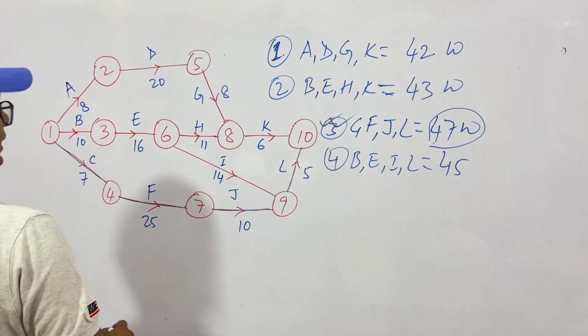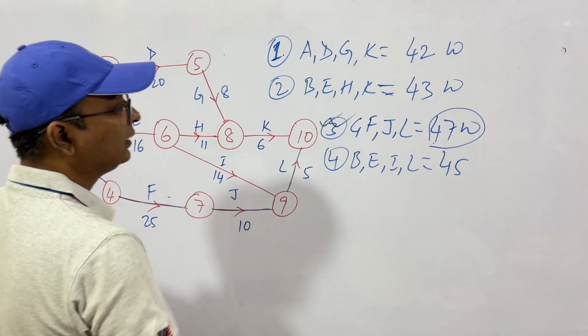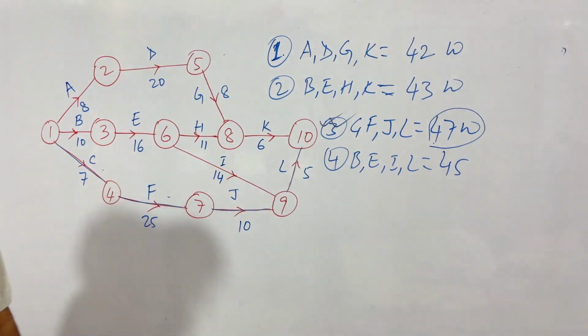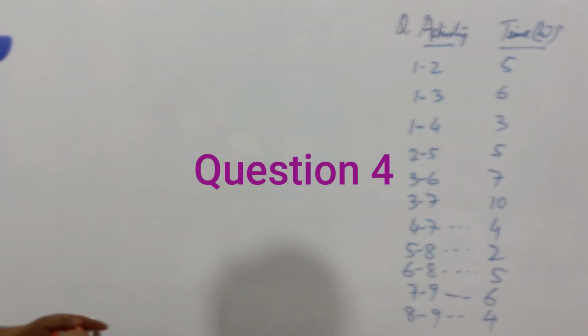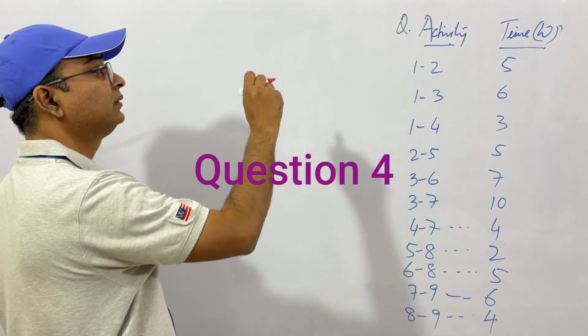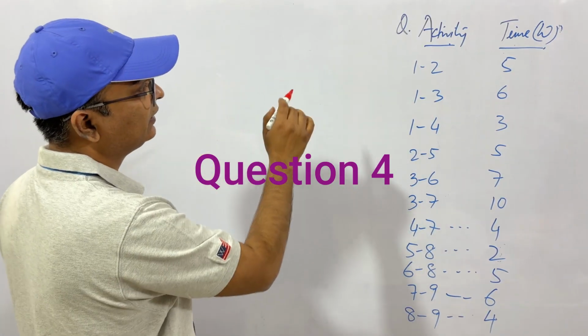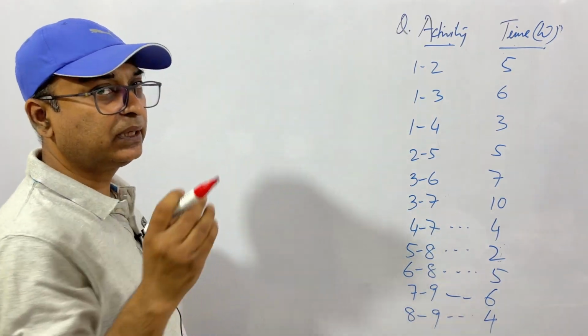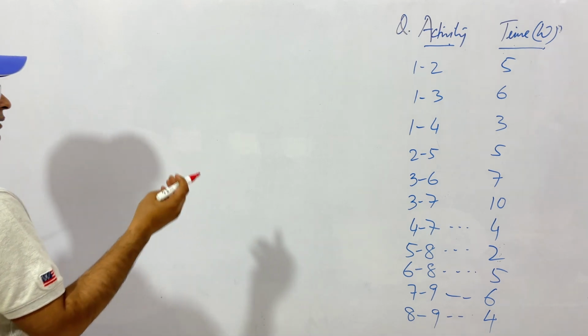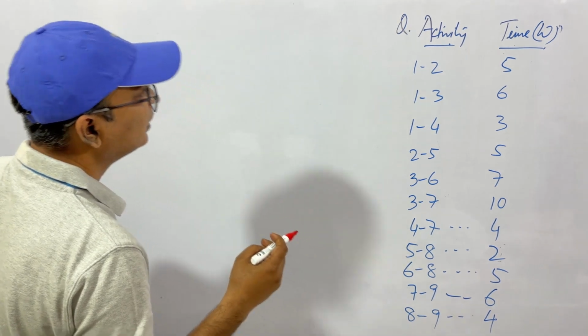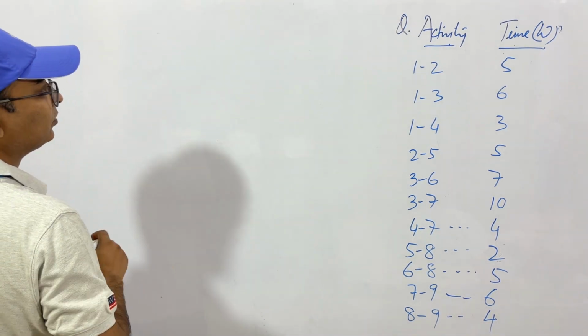And what are the critical activities? C, F, J and L. Okay. Let's see another problem. Here, instead of writing A, B, C, D, we have written activity as 1-2, 1-3, 1-4. This is pretty easy, but we are solving this so that you are very comfortable with this type of notation also.